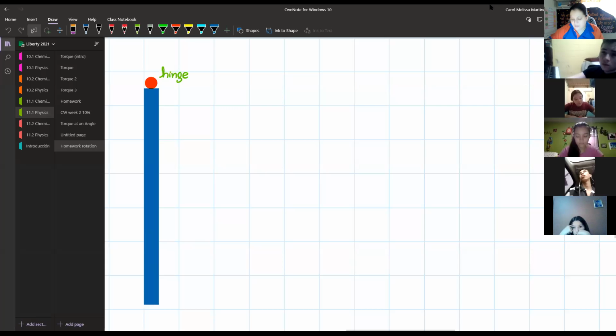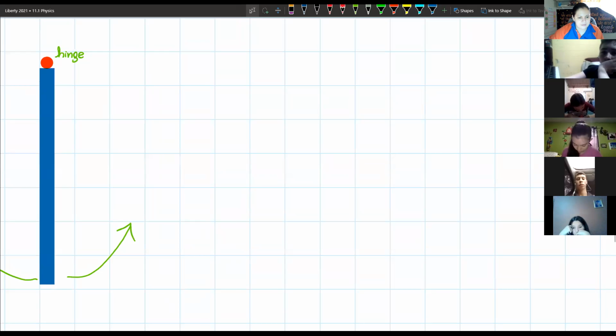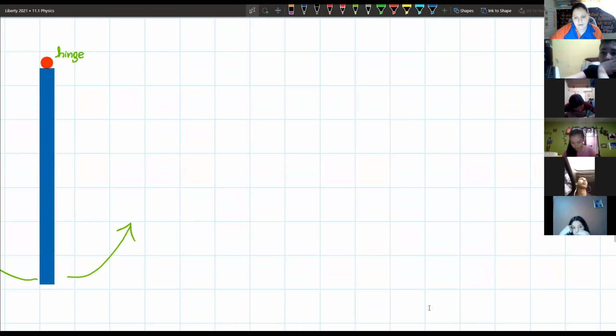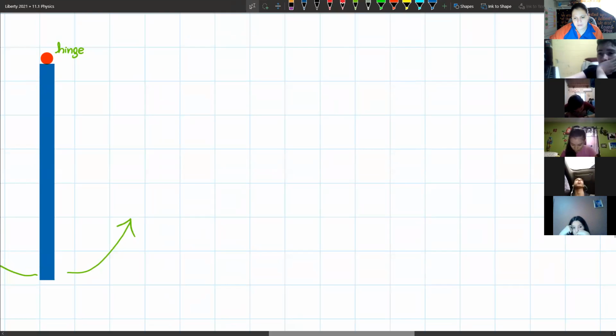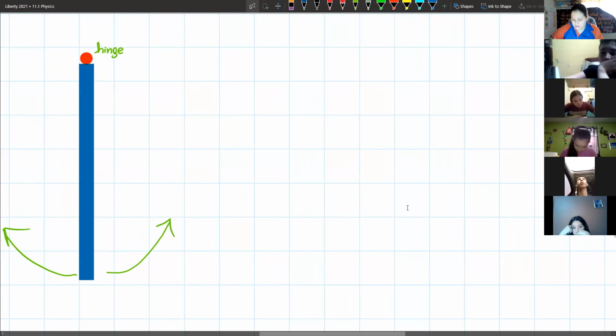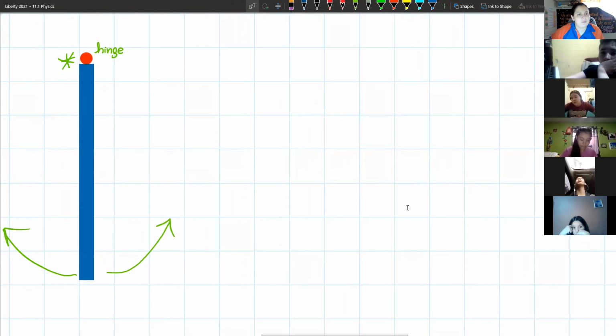The hinge is represented by the red spot that I will give you, okay? So that means that this object is about to rotate like this or like that, okay? Like this or like that. That's it, okay? Because this is the hinge. This part of the object is not moving.